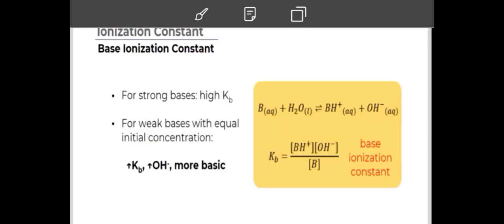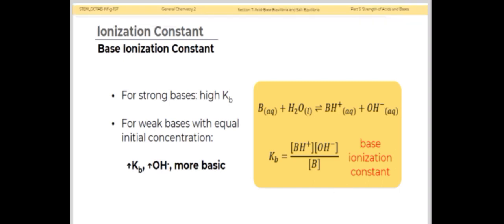The base ionization constant, or Kb, is the equilibrium constant for ionization of a base. Consider the ionization of a base producing the conjugate acid and the hydroxide ion. The value of Kb is equal to the equilibrium concentration of the conjugate acid times that of hydroxide ion divided by that of the base. Strong bases have large Kb values, hence the irreversibility of the ionization of such bases. In comparing weak bases with equal initial concentration, the base with greater Kb produces more hydroxide ion, hence more basic.